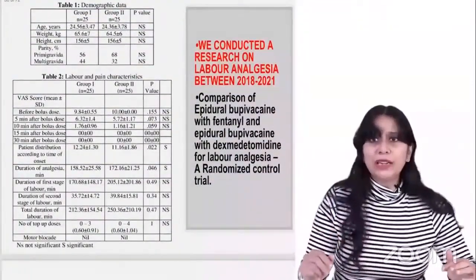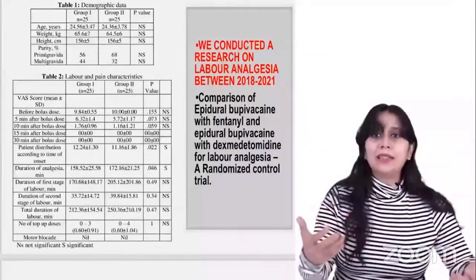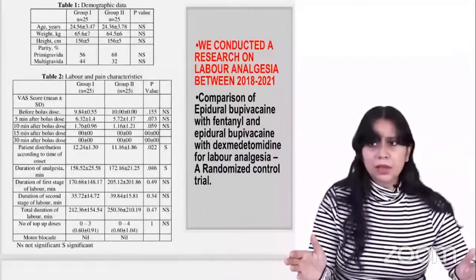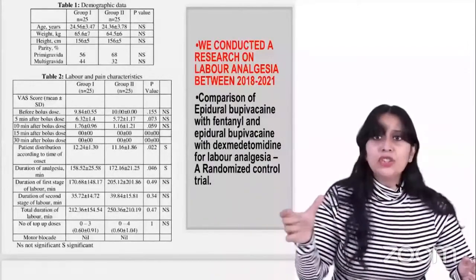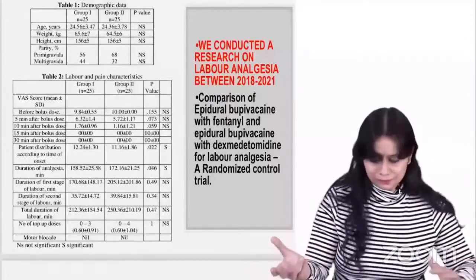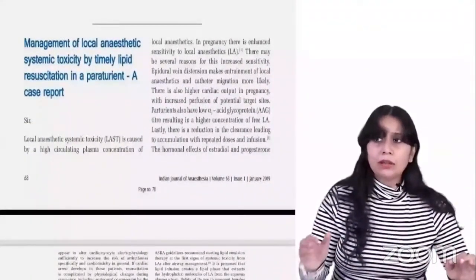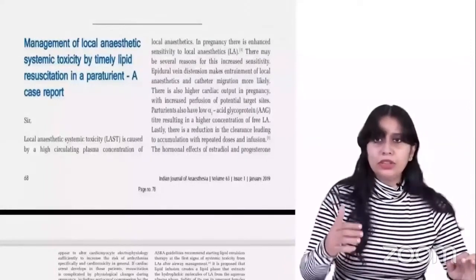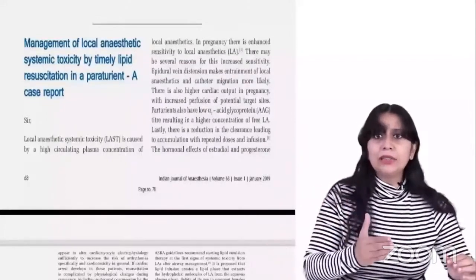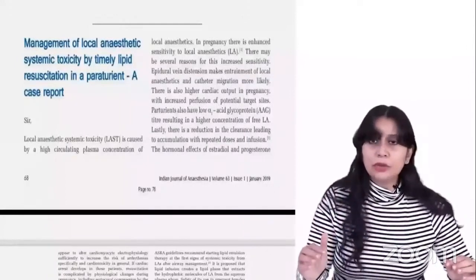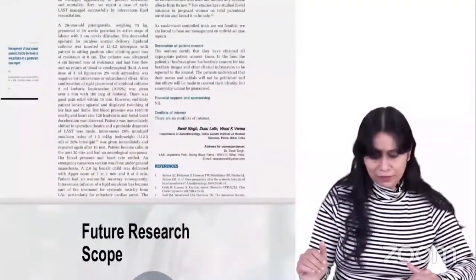Then this is one research we conducted at our center where we compared the bupivacaine fentanyl combination with bupivacaine dexmedetomidine, another additive, and we found excellent results. Analgesia was comparable in both groups. The only significant difference we got was that the duration of analgesia in the bupivacaine and dexmedetomidine group was much better. I was also talking about the case report which we got published. When we gave the epidural to one of our patients, she developed some neurological complications which seemed like local anesthetic toxicity. Immediately we started, on a high index of suspicion, 20% intralipid emulsion infusion, managed the patient timely, and got it published in the Indian Journal of Anaesthesia as well.